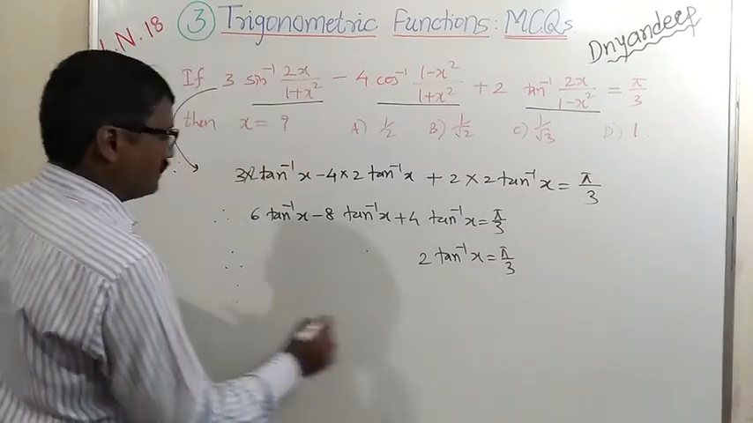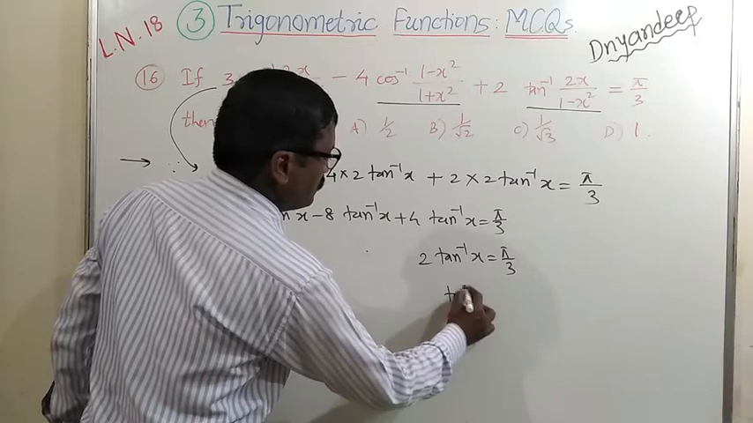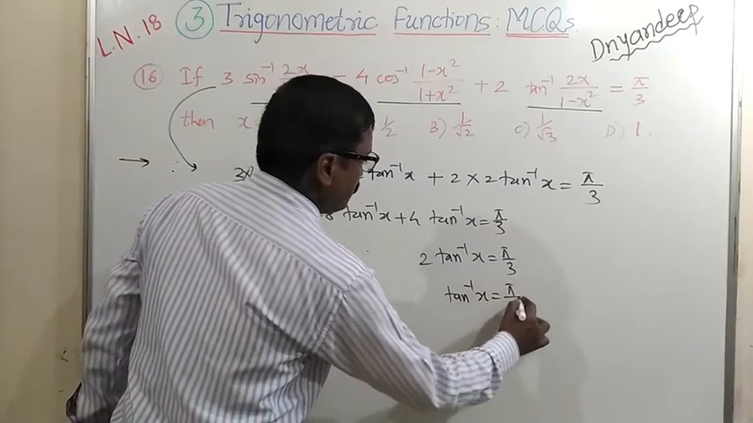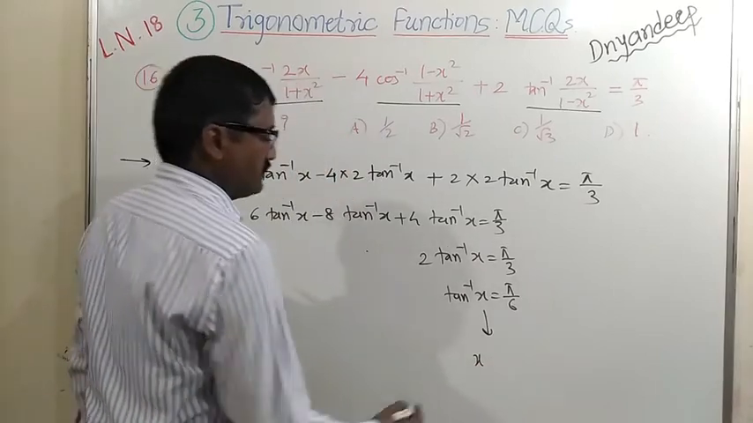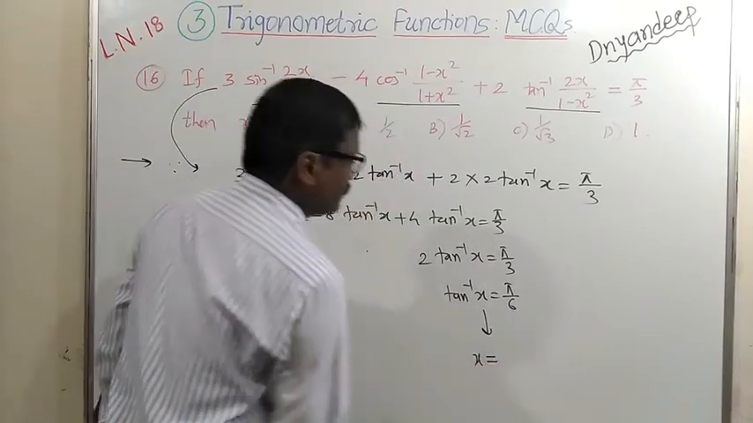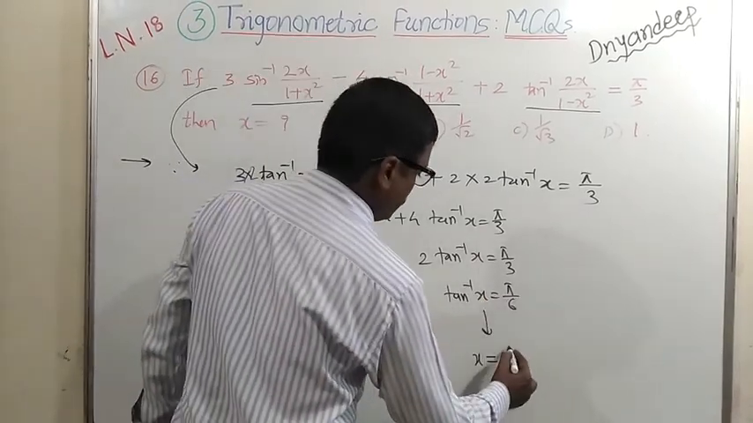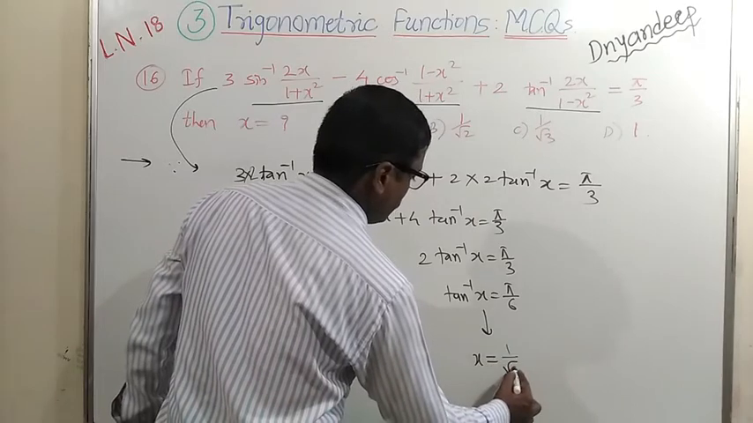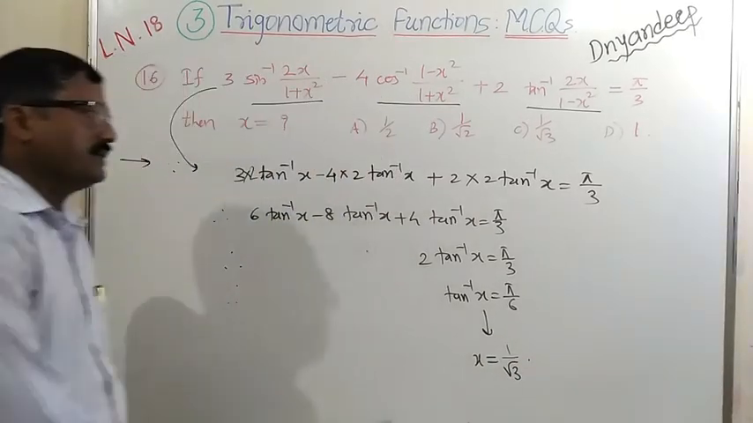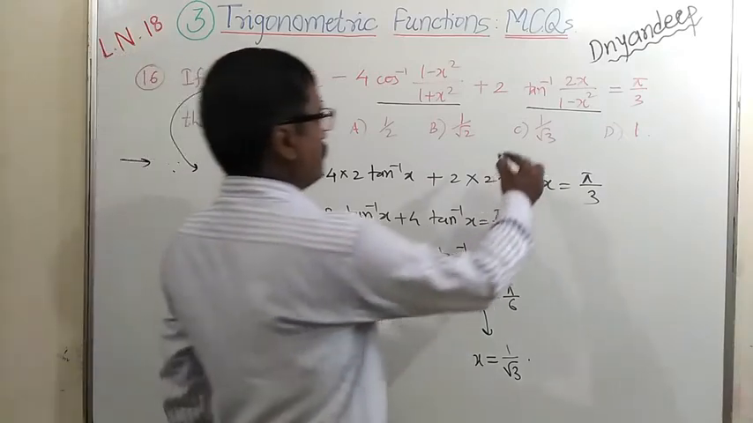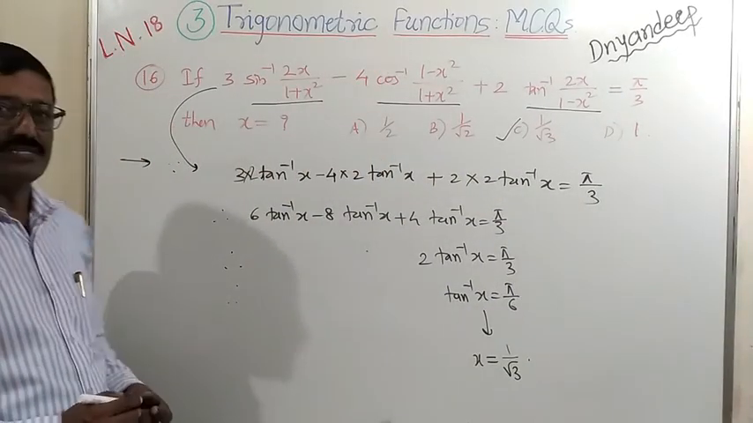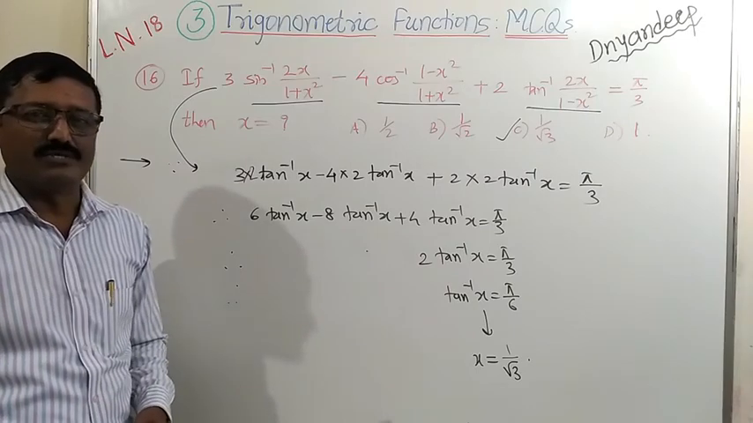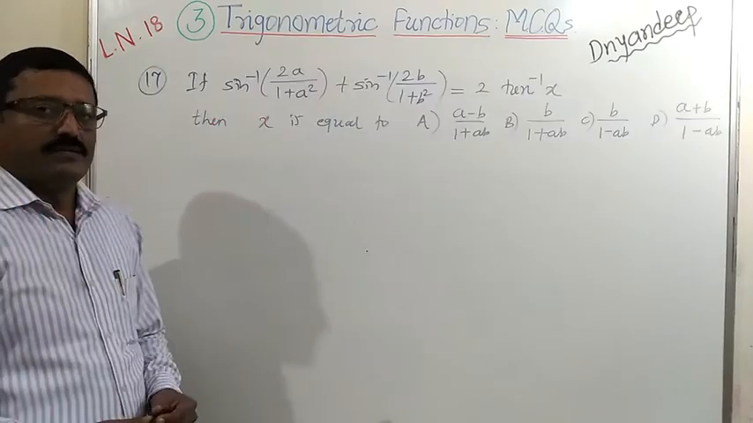Therefore, tan inverse x equal to pi by 6, which implies x is equal to tan pi by 6, which is 1 upon root 3. So the answer is the third option, option C, that is 1 upon root 3. Okay, it's very simple. Now move towards the next one, example number 17.